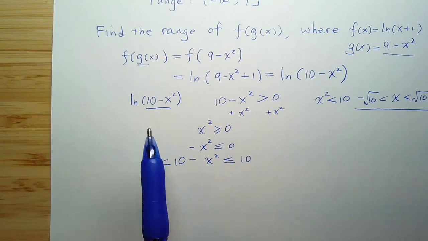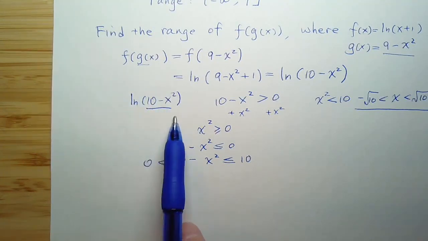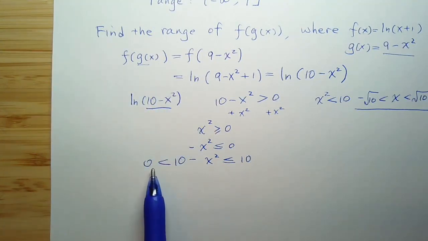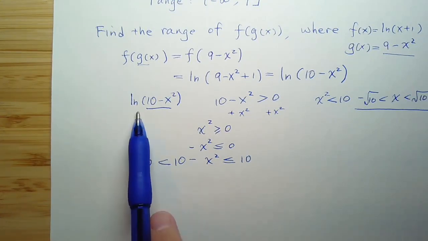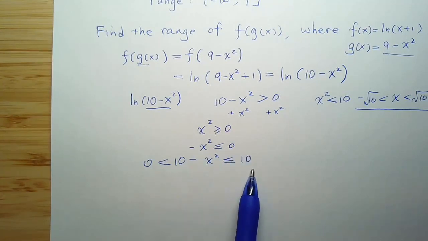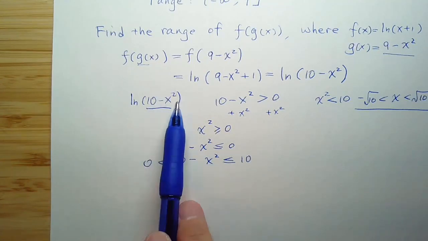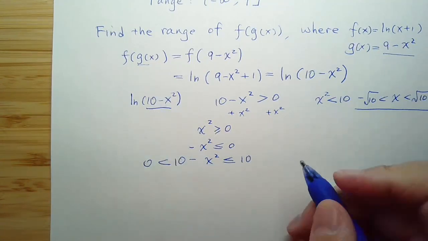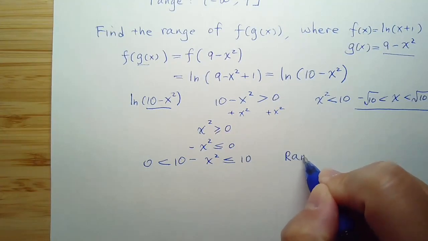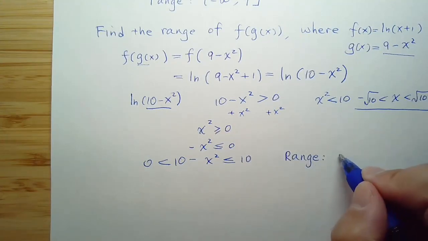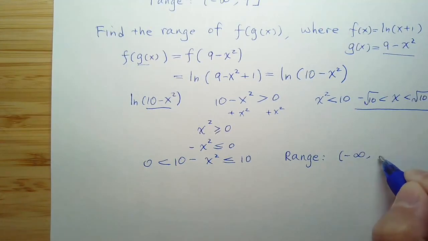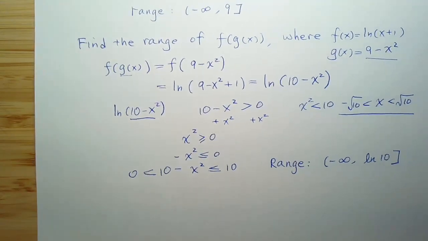So therefore the y value is this. The inside cannot equal 0, but if it's even slightly greater than 0, then that's okay. But this part is less than or equal to 10, and when x equals 0, this part is 10, which is still possible. So therefore the range will be from negative infinity to ln 10, inclusive. So you get the idea.